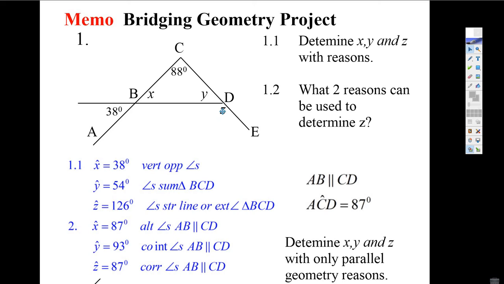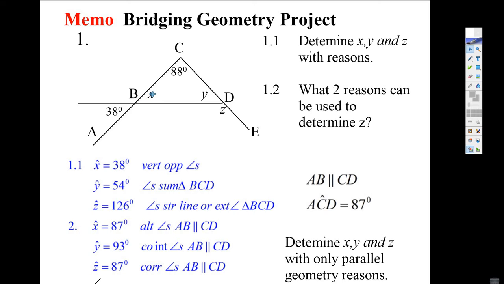Okay, now angle z here. How could you find that? Well, there are two different ways of doing it. We've got that y is 54. We could just subtract it from 180 because that's angles in a straight line. But there's another reason. There are two reasons we can use to determine z, and that's why I wanted you to think about that.